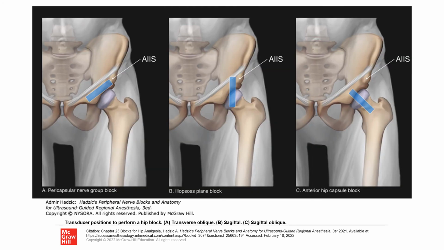This figure illustrates the various transducer positions that can be utilized to perform a hip block. The pericapsular nerve group block is depicted in panel A, and it's showing the probe oriented in a transverse oblique fashion in plane with the iliopubic rim. So this is how your probe should be oriented when performing the PENG block.